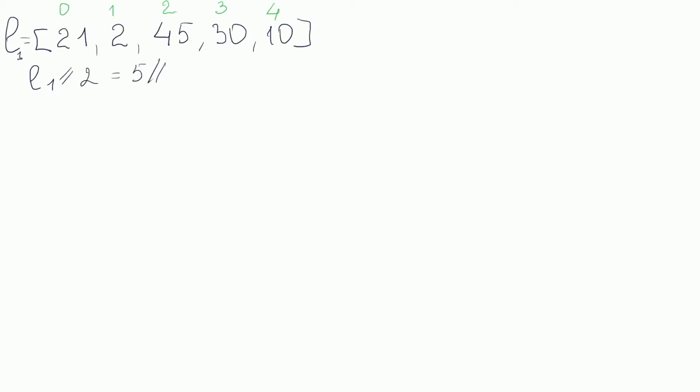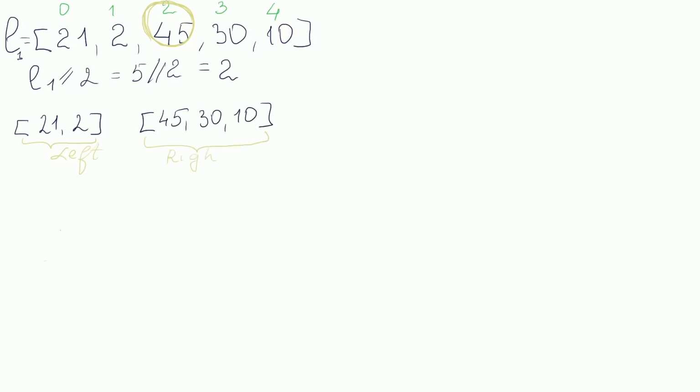Now, let's explore this example in detail. We have a list with 5 elements: 21, 2, 45, 30 and 10. And we need to sort it. As a first step, let's find the middle element, which would be 45. And now let's divide the list into two separate lists, left and right. We need to stop dividing once each list contains only one element.